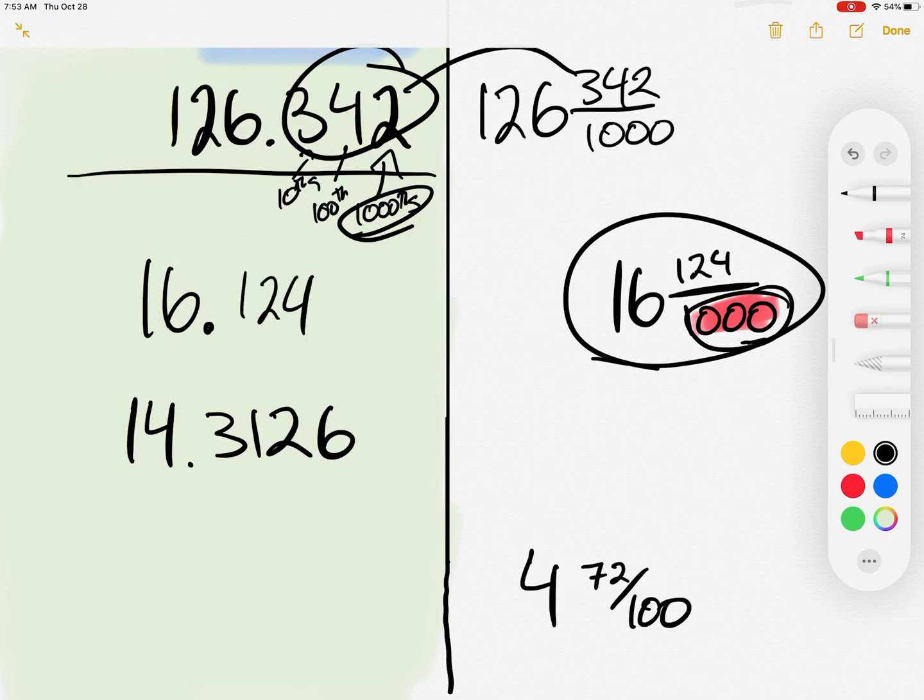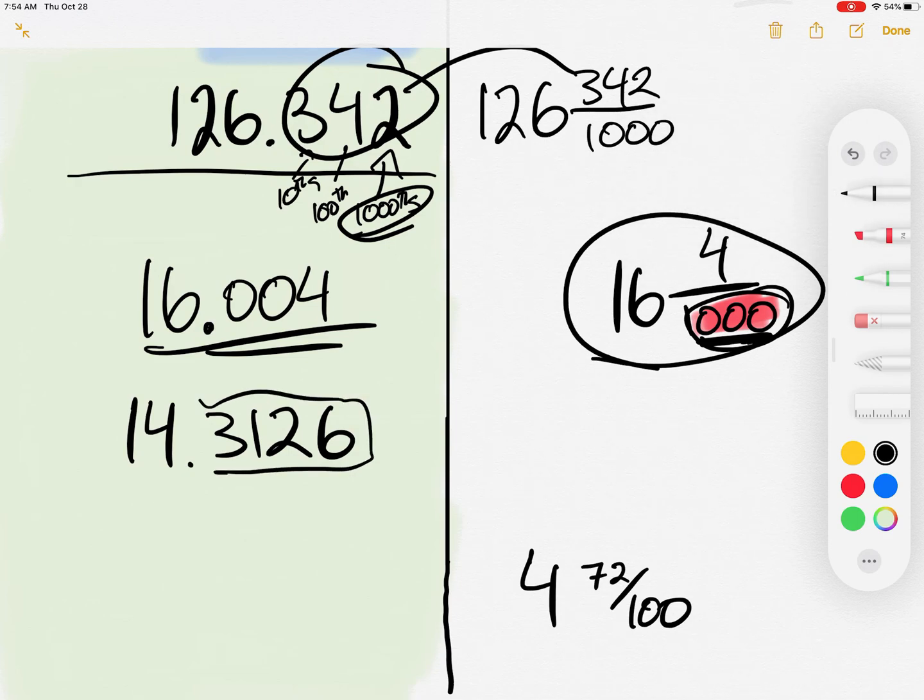1, 2, 4. So in this one, what would have happened if this was 4 thousandths? Well, I need 3 place values because I have 3 zeros. So this is going to be 0.004. Okay, those are the tricky ones, but if you can figure those out, then that's more than what you need.